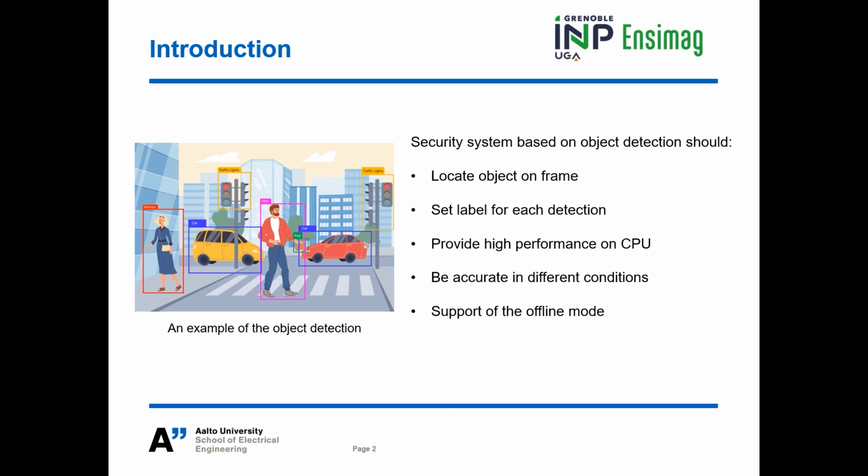The object detection system should be able to locate the items within a frame and assign a class label to it. For a security system, it's essential to provide a fast response to such events. Therefore, the object detection system should deliver high performance on a CPU to process real-time video streams from CCTV cameras. Processing on the CPU reduces the hardware requirements and allows the system to be used more widely. Additionally, the model should be accurate enough to perform well under varying conditions, such as changing angles, lighting, and backgrounds. It's also important to ensure that the system functions correctly even without an internet connection.